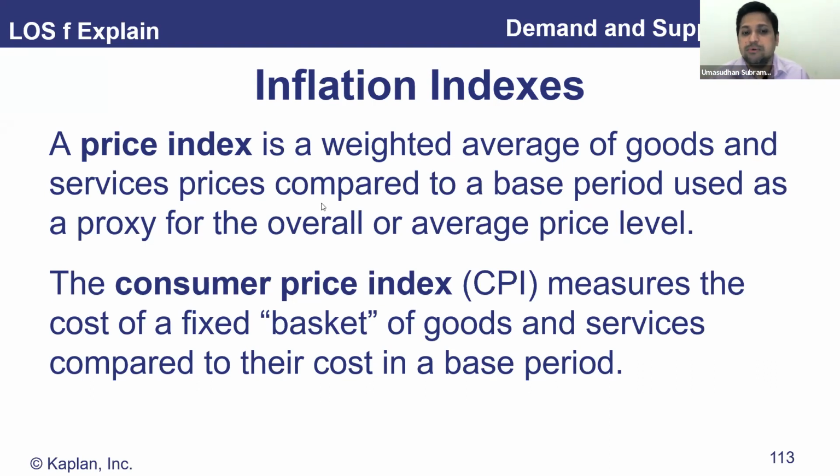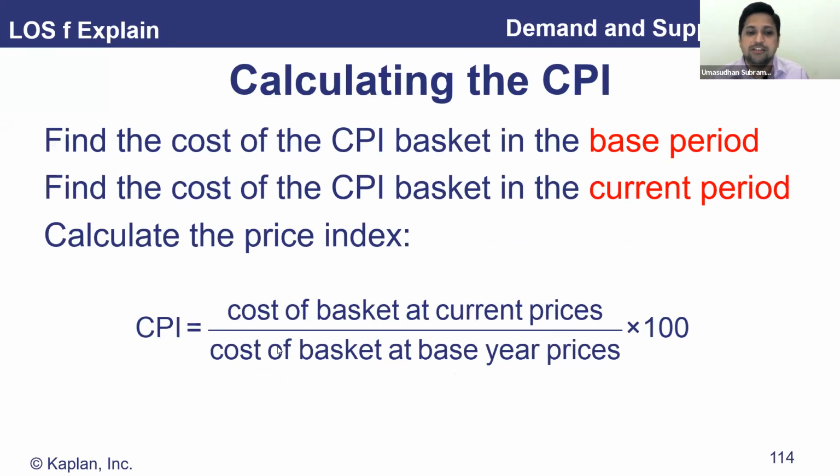The consumer price index is the most popular one, which measures the cost of a fixed basket of goods and services compared to the cost in the base period. So you look at the cost of the basket at current prices, divided by the cost of the basket at the prior base year prices, times 100. This is how your consumer price index is calculated.